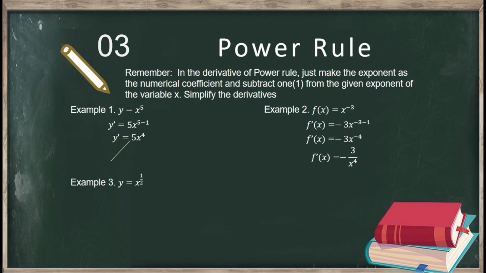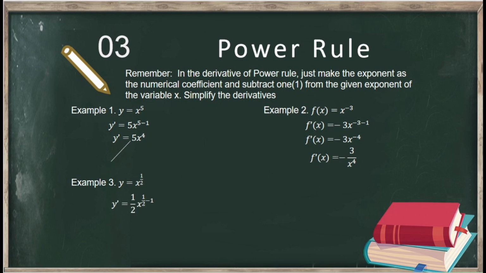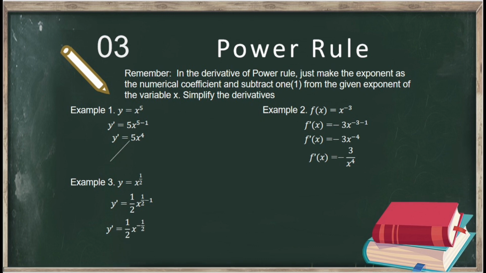For the last example, we have y is equal to x to the power of 1/2. To get the derivative again, ibaba na nato si 1/2. Dayon, subtract na nato 1. So we have, when we subtract 1/2 to 1, another half ang mabilin, but since mas dako si 1, so we have negative 1/2.